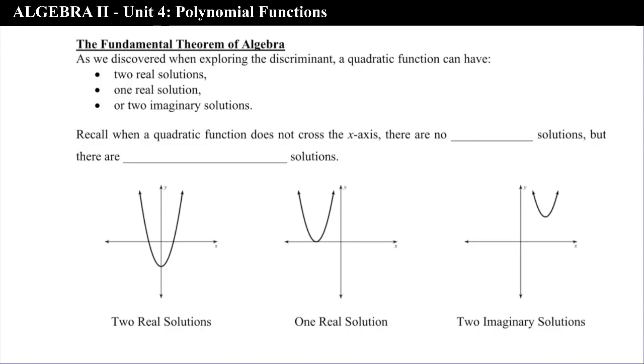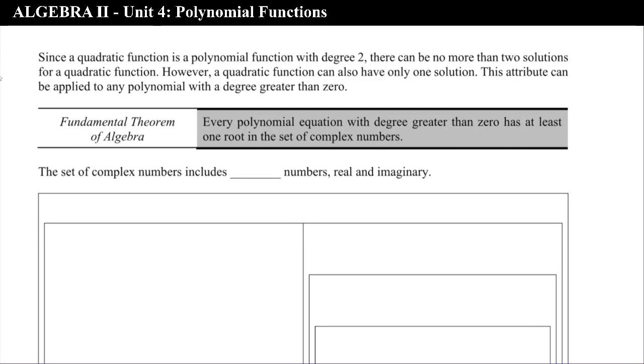Recall that when a quadratic function does not cross the x-axis, there are no real solutions. You can see that clearly in this graph. The whole thing sits above the x-axis, so it never crosses. However, there are imaginary solutions. Because we do have imaginary solutions, the most we can have in a quadratic are 2. The least number of solutions we can have is 1. And that pulls us into the fundamental theorem of algebra.